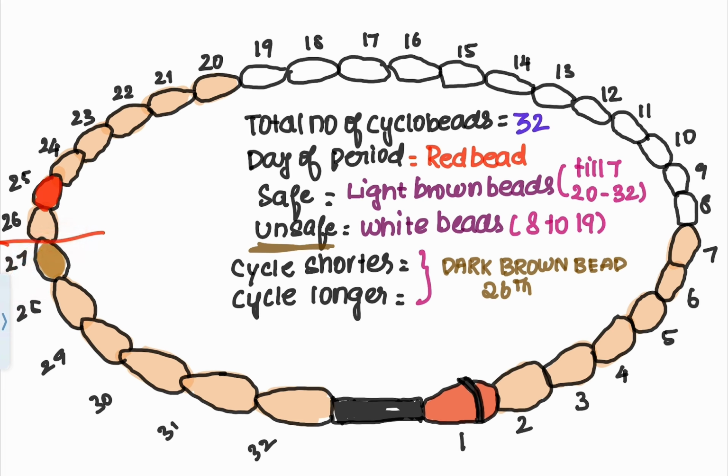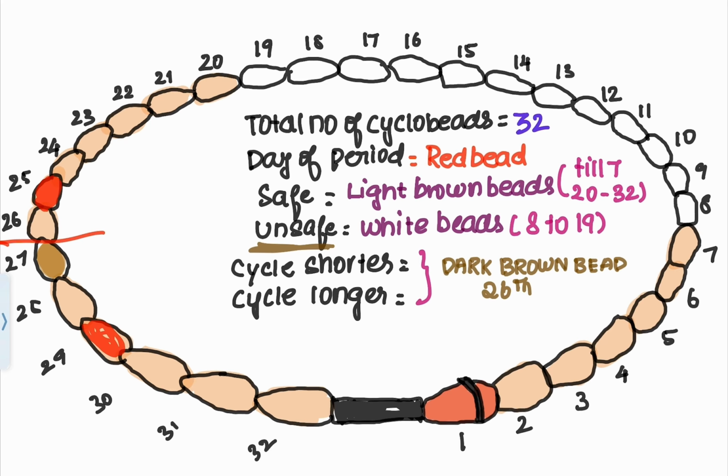But with respect to this 27th dark brown cyclobead, it tells you the female's cycle is either shorter or longer than 26 days. If the female menstruates before the 27th cyclobead, for example on the 25th, it tells that the cycle length of the female is less than 26 days. If she menstruates after the 27th cyclobead, let's say for example on the 29th, then it tells me that the actual length of the menstrual cycle in the female is more than 26 days. Clear? So with the cyclobeads, you can ascertain the cycle length of the female, whether it is less than 26 days or more than 26 days.